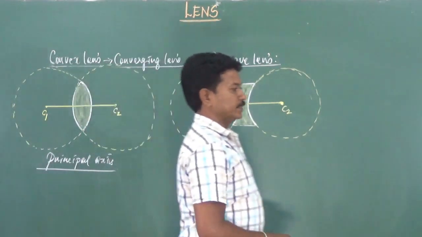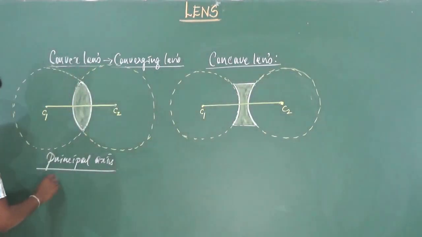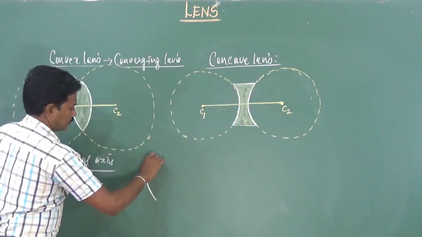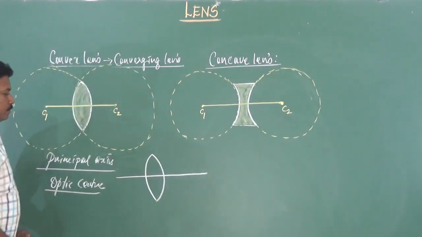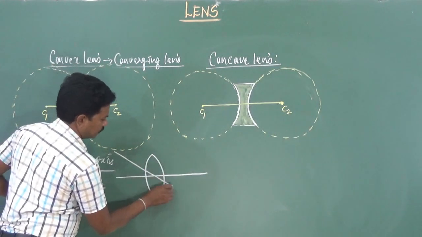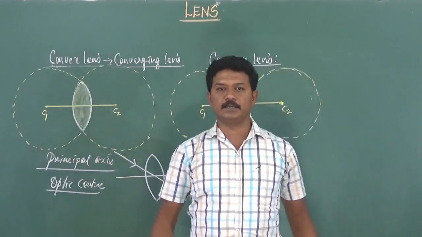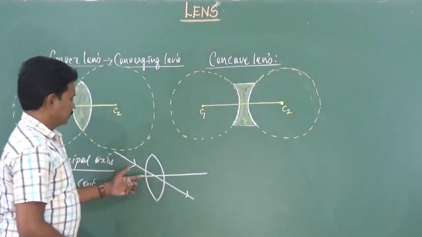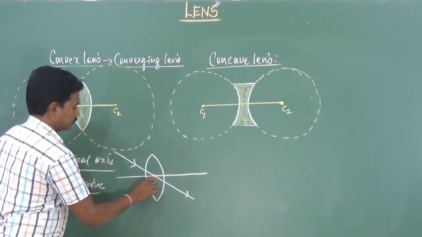Now we will go with the next terminology connected to lenses, that is the optic center. Imagine a convex lens with the principal axis passing through it. A light ray passes through the lens but goes out of the lens undeviated, without getting refracted. That point on the lens is called the optic center, which is represented by the letter O.